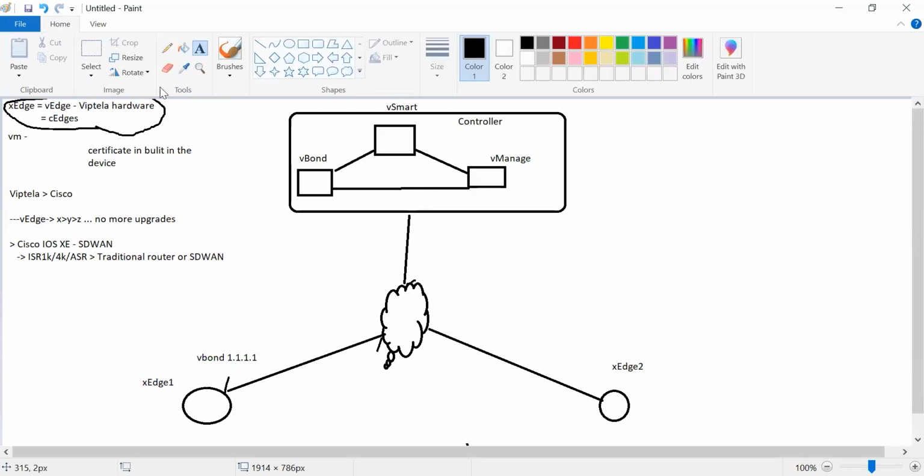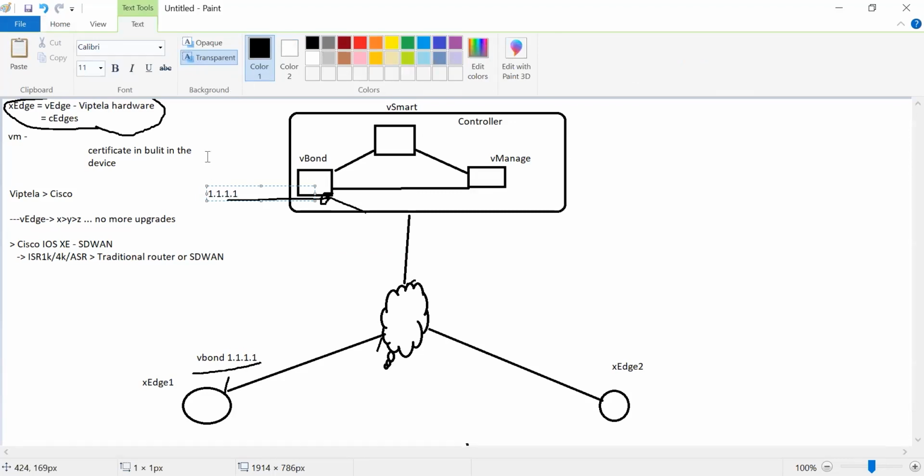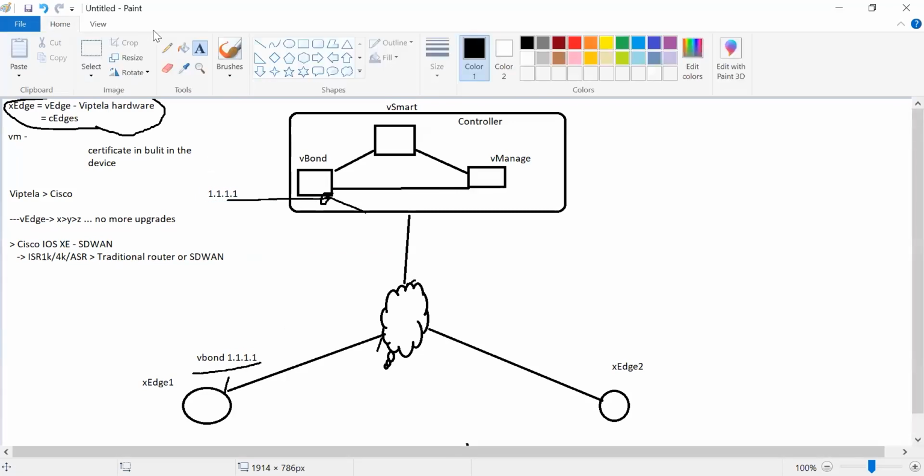On XH1, this is the syntax of the command where I say vBond and then the IP address of the vBond. This is the physical interface IP address of the vBond which is connecting to the router here. This XH1 must have some sort of routing, be it a default route or dynamic routing via the ISP, so it should be able to ping this IP address.